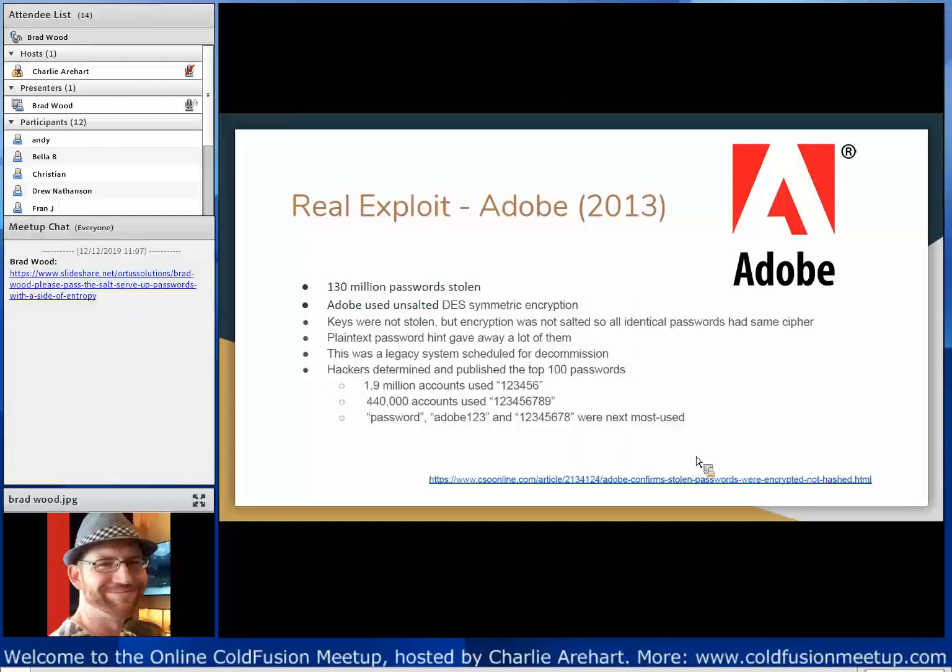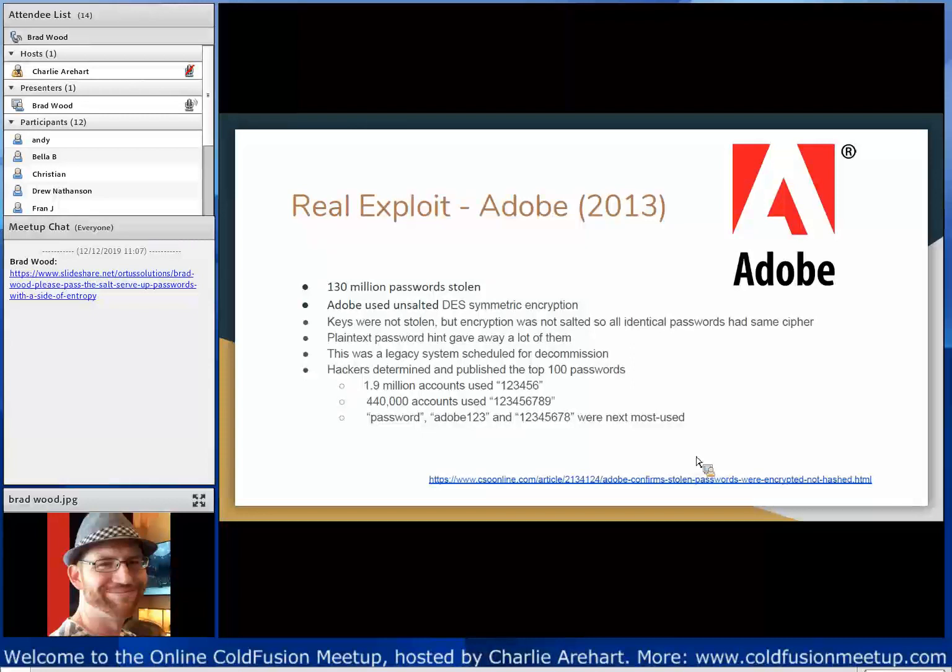The keys were not stolen, but since the encryption was not salted, all the identical passwords had the same cipher. So if 1,000 people have the password "I like spam," then the encrypted version of that was identical in the database. So you could find all of the users that had the same password, and once you had hacked one of them, you had hacked all of them.